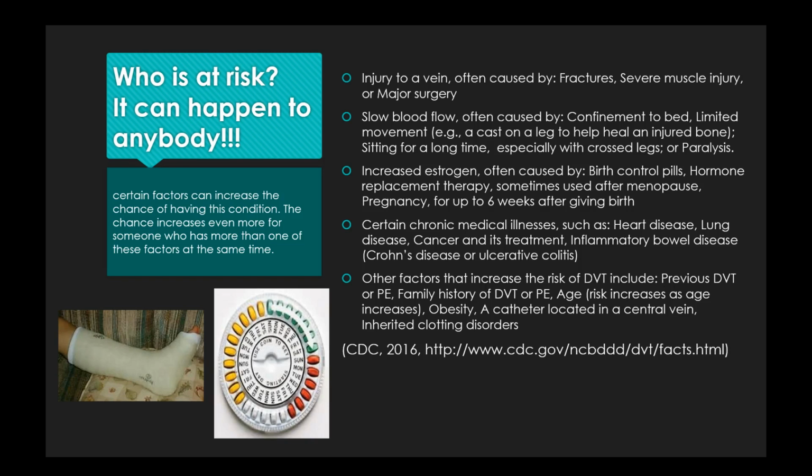Irritable bowel syndrome, IBS or inflammatory bowel diseases, is an umbrella term and it includes Crohn's disease or ulcerative colitis. Other factors that increase the risk of DVT include previous DVT or PE. So if you have a history of it, chances are you might get it again. Family history of DVT or PE. Age, risk increases as age increases. Obesity, there we see obesity again, and that adds to the probability of you getting a DVT.